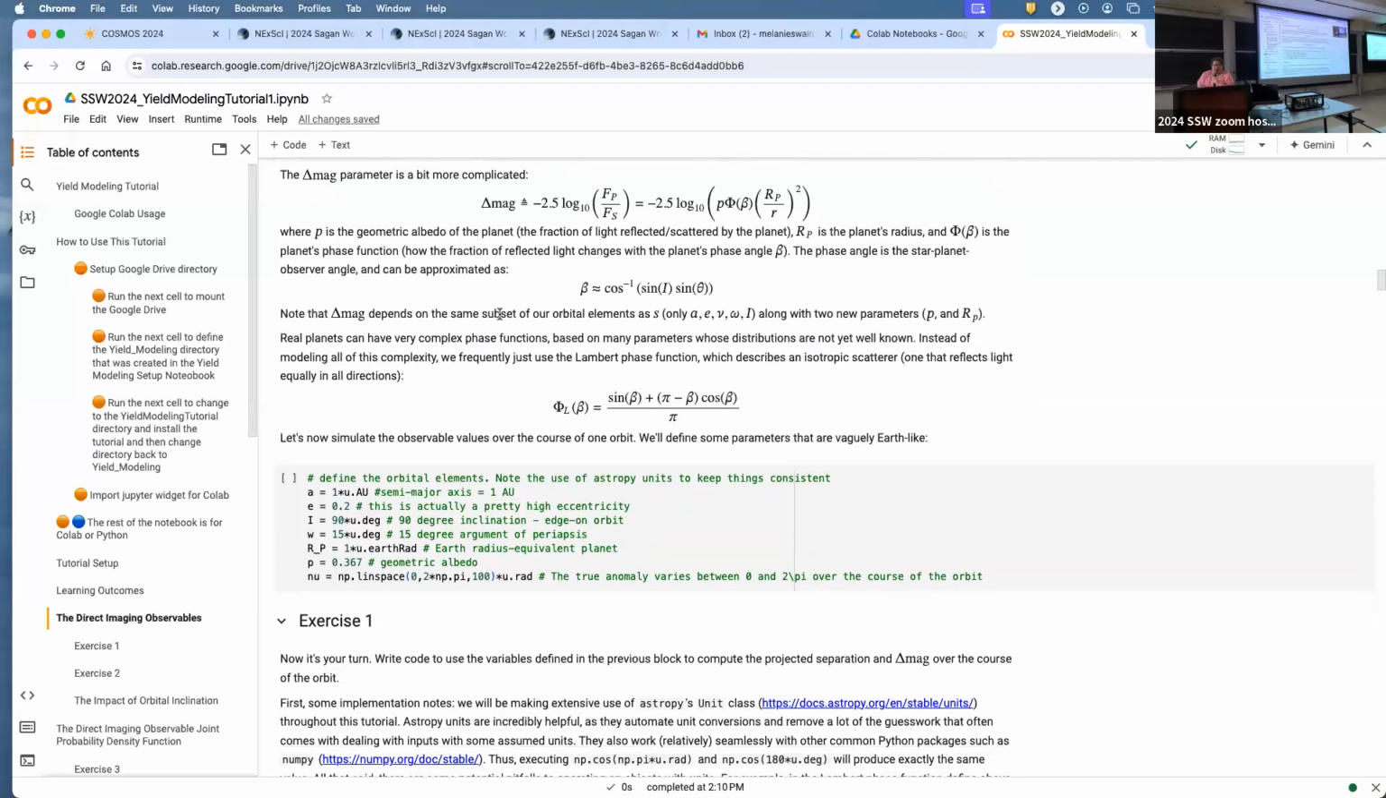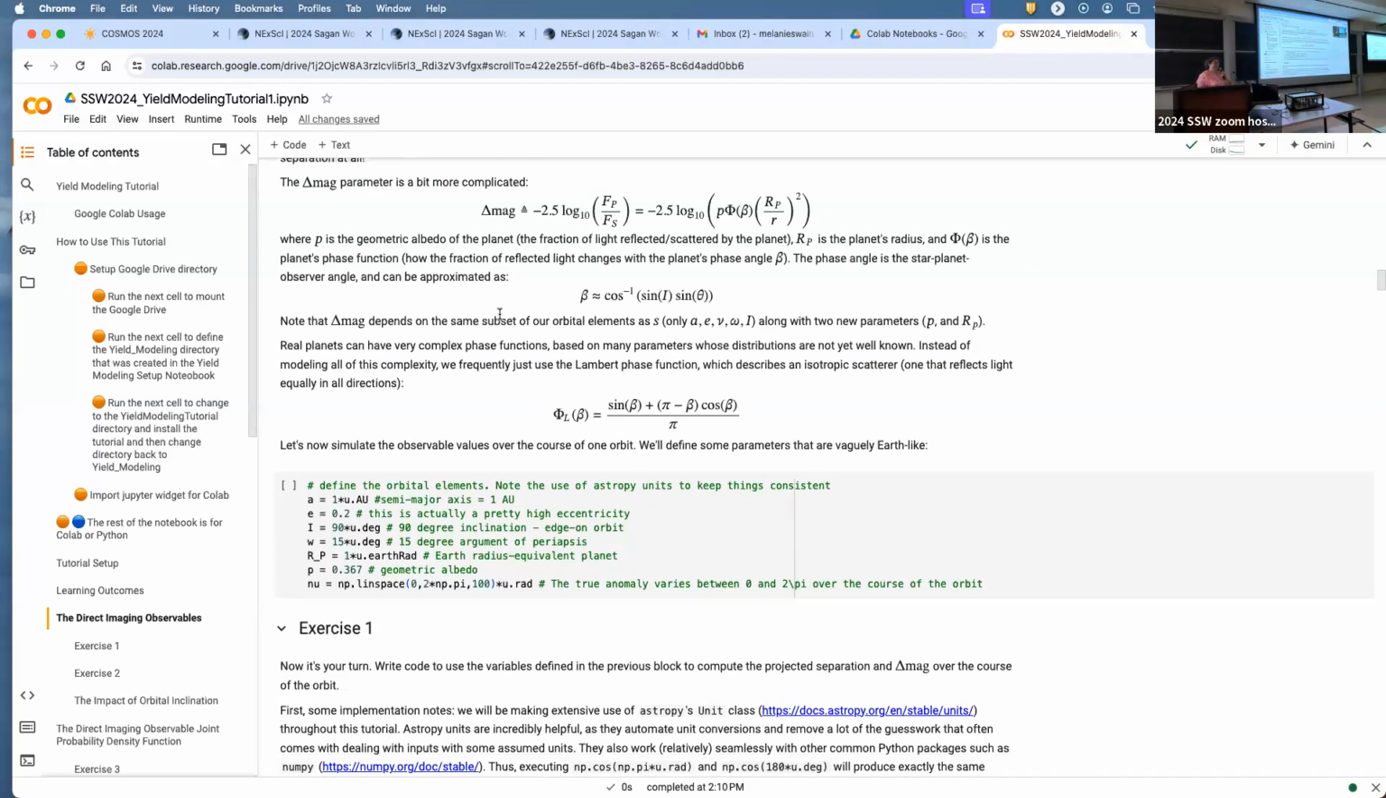What we'd like to work on next is the delta magnitude parameter. And so to do that, there are a couple of important things that we have to know. We're going to use beta as the separation angle. And then we have to choose a phase function, and we are going to assume, for the sake of modeling, a Lambert phase function, which is the phi that you see here. So it varies with the planet's angle as it goes around the orbit.